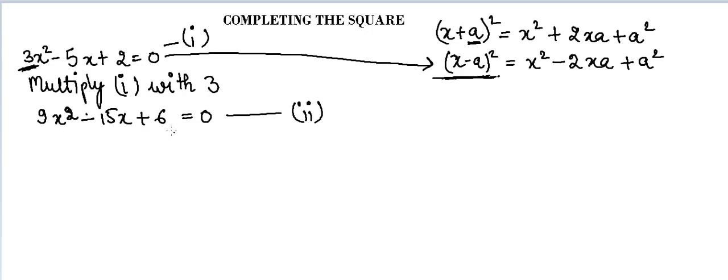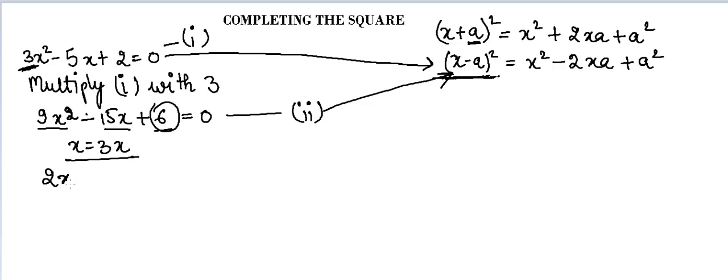Now this equation consists of these terms. This 6 is not a perfect square, so you have to make it in a format such that it comes out like the identity. You have to keep in mind this form. Your x here is 3x, because 3x squared gives 9x square. Now your 2xa is equal to 15x. What is going to be the value of this a? We don't know. We have to calculate this a.